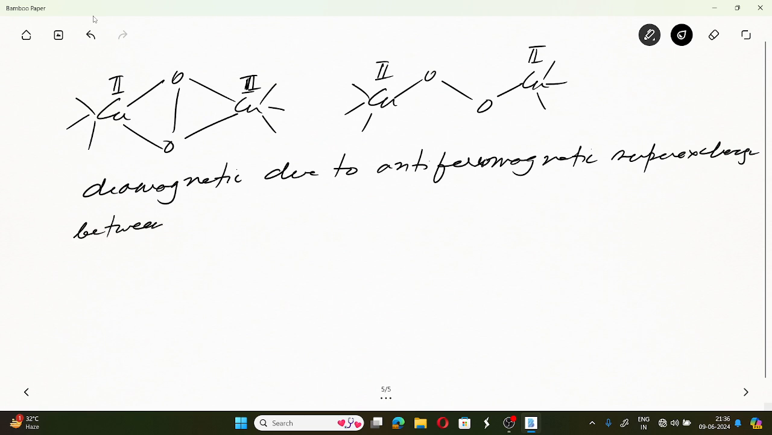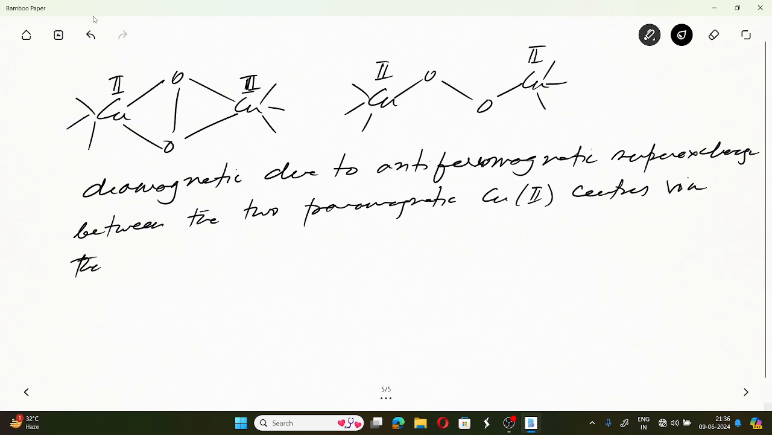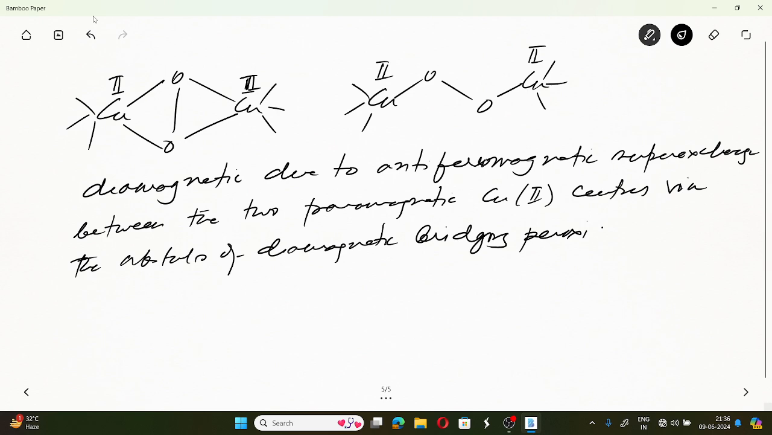between the two paramagnetic copper 2 centers via the orbitals of the diamagnetic bridging peroxide ligand. Do you understand? So it is diamagnetic due to antiferromagnetic superexchange.